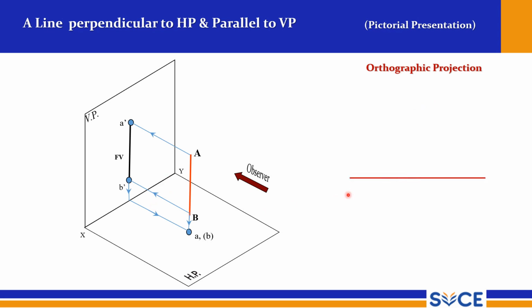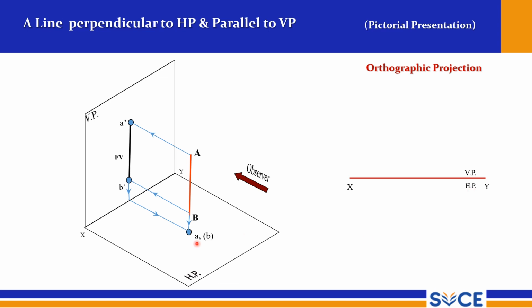So here is our plain paper or drawing sheet, and we draw this XY reference line first. So this is the XY reference line. The scheme of representing a vertical plane and a horizontal plane: above this XY reference line we have VP, below the XY reference line we have HP. So this is the scheme to represent first angle projection.